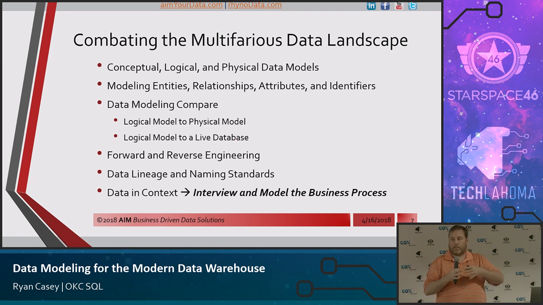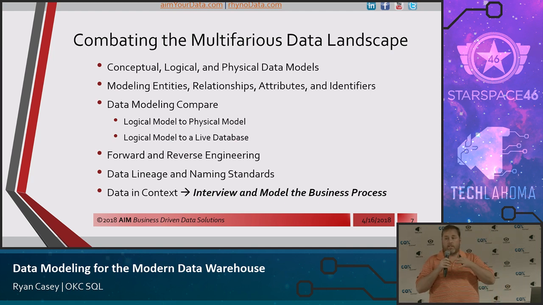you're working off becomes out of sync, you want to be able to use these compares in order to help you quickly resolve those issues instead of having to reverse engineer and spend the time over getting it up in sync. We have data lineage and naming standards.